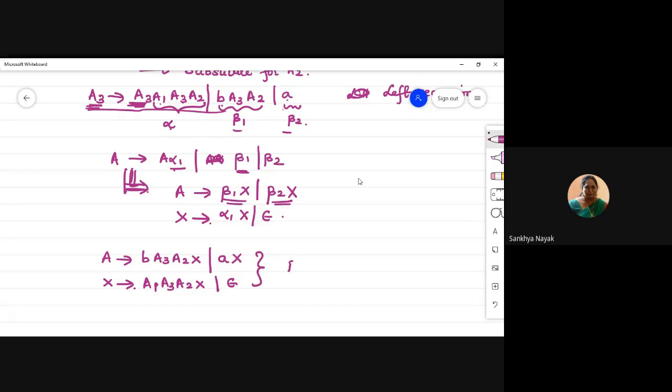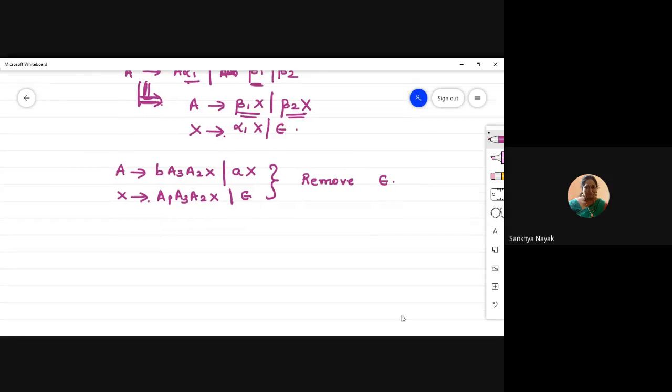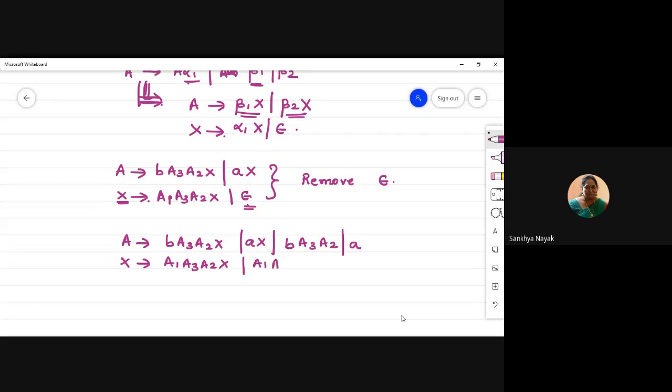As we know, epsilon cannot be there, so I have to remove that epsilon. How do I remove the epsilon? Wherever x is there, you keep that term once as it is, and once you apply epsilon to that term. So here x is deriving epsilon. The first one will be kept once as it is, A3 derives B A3, A2x or Ax, and once you write it without x because x is epsilon, so B A3, A2 and A. Similarly for this x also. So x derives A1, A3, A2x or A1, A3, A2.